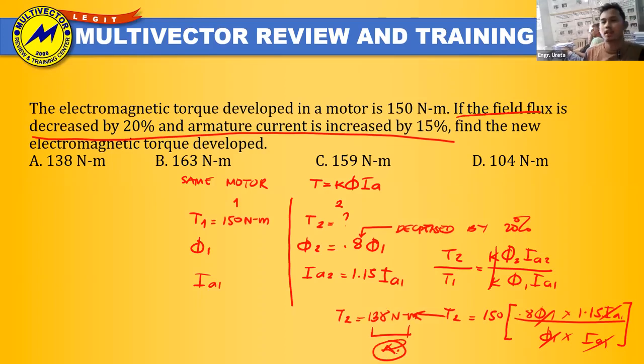So letter E. So question? Okay, ganyan lang mag-solve niya. So torque formula lang. Torque is a certain constant K, flux, IA. So letter A.